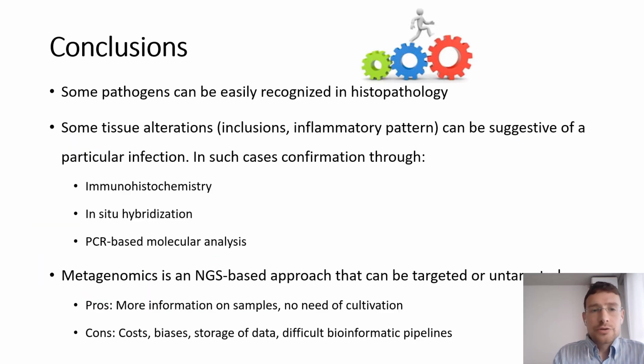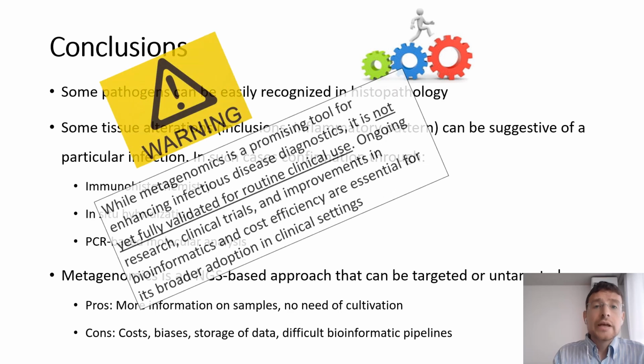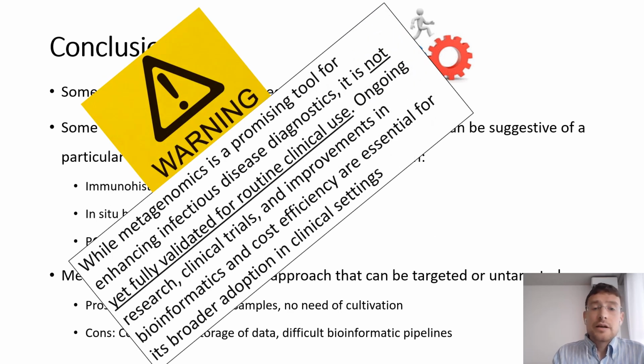So I come to my conclusion. From the point of view of a pathologist, of course, we can recognize some microorganisms in histopathology. We are able to diagnose them. If morphology is not sufficient, we can rely on immunohistochemistry or molecular analysis. But of course, we have to explore this upcoming tool of metagenomics, which has many possibilities, still many limitations, and I have to remind you, metagenomics is not yet validated for routine clinical practice. So we will need several studies to test the performance and the possibilities of this tool.